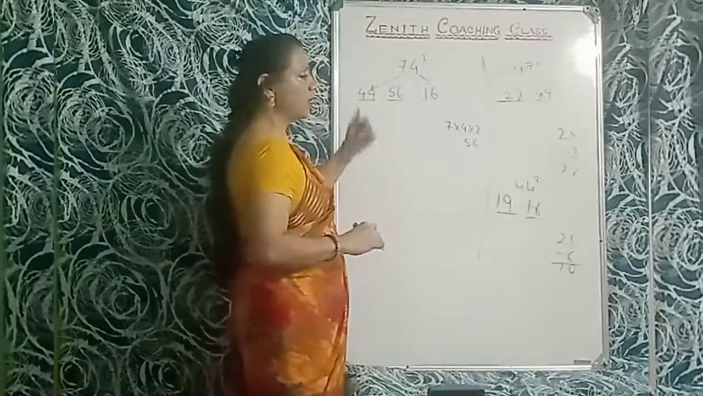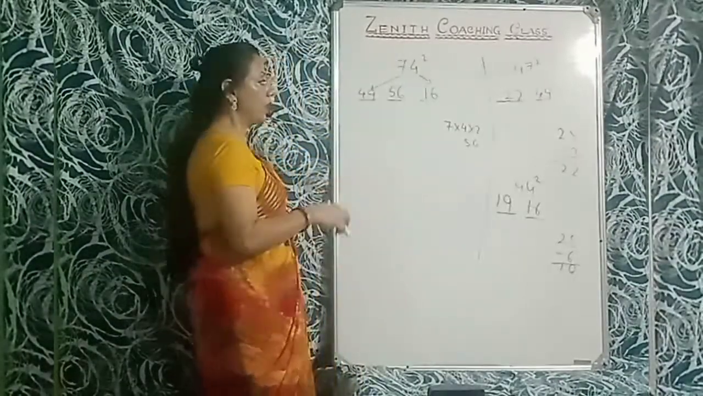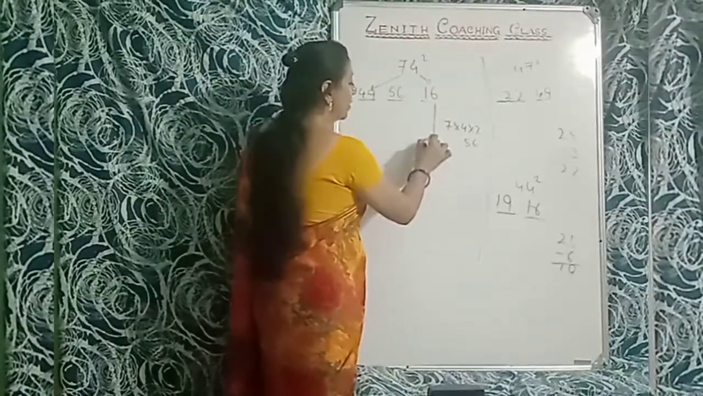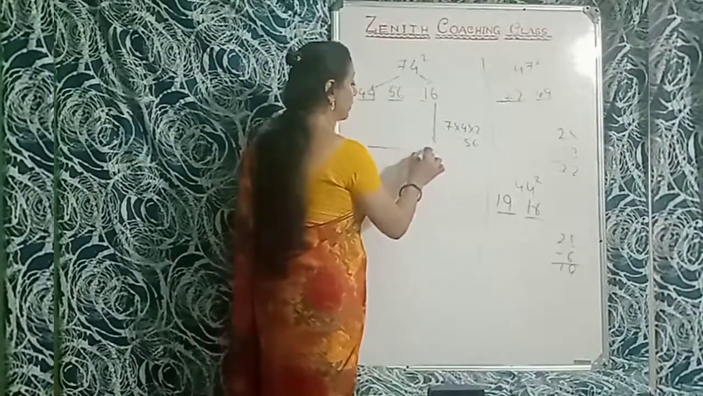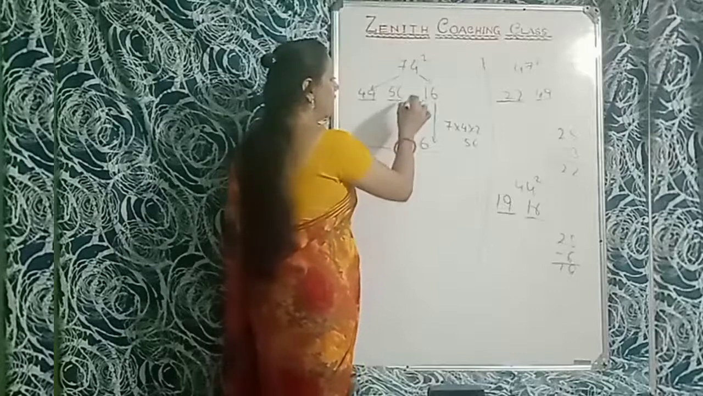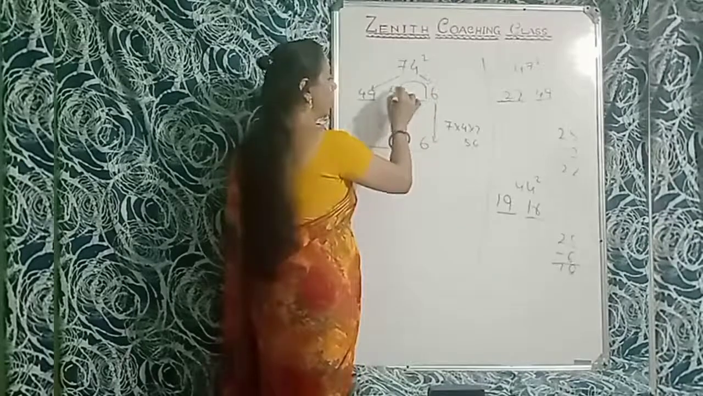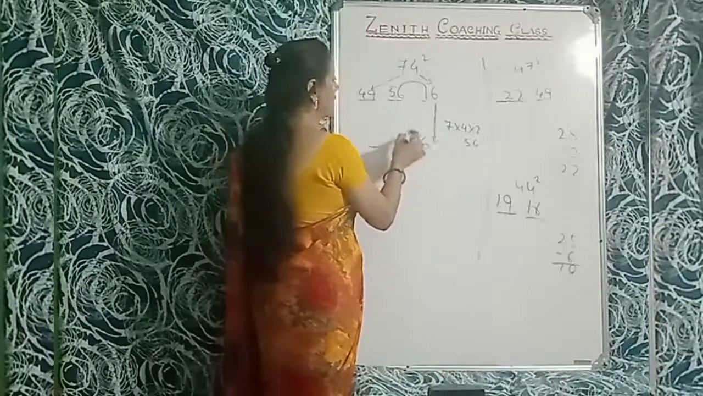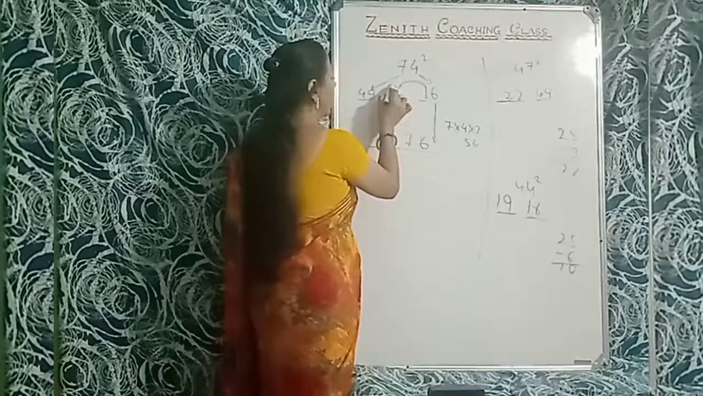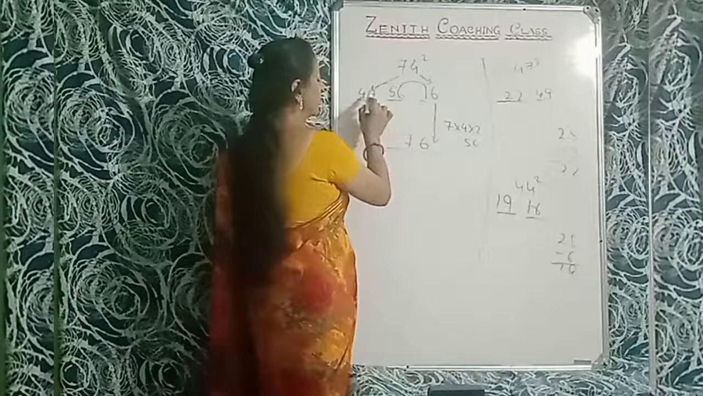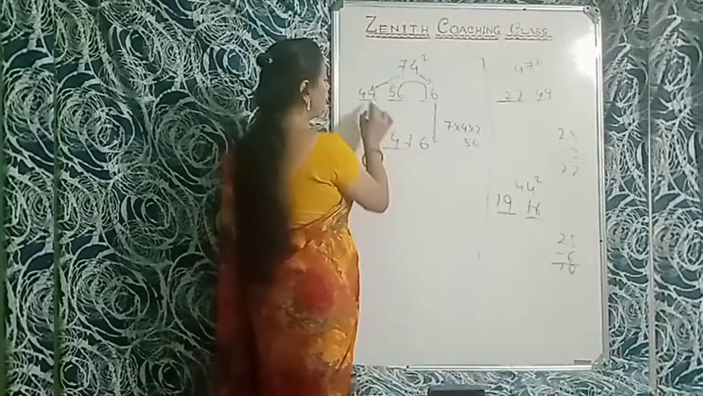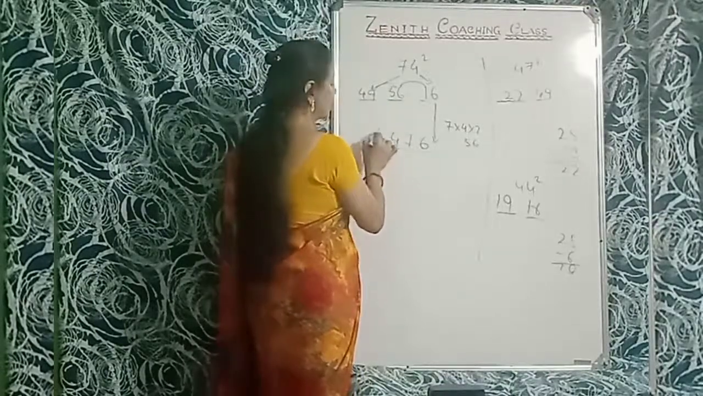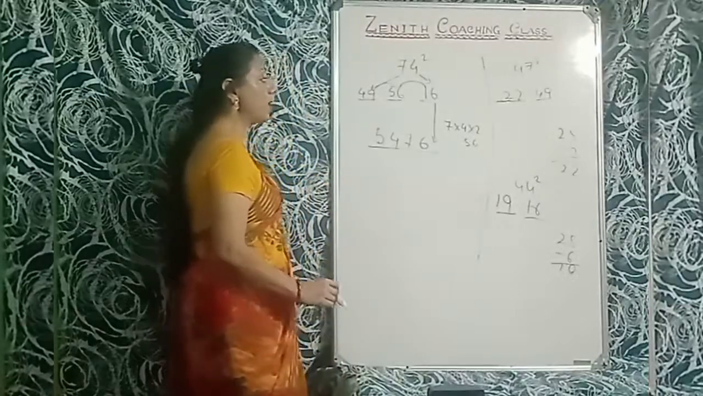It is the square number of 74. Now, children, you will write here the number 6. Then you have to add 1 plus 6, that is 7. Now you will write 9 plus 5, 5 plus 9, 14. So 1 carry. Then it is 5. So what do you have to do?